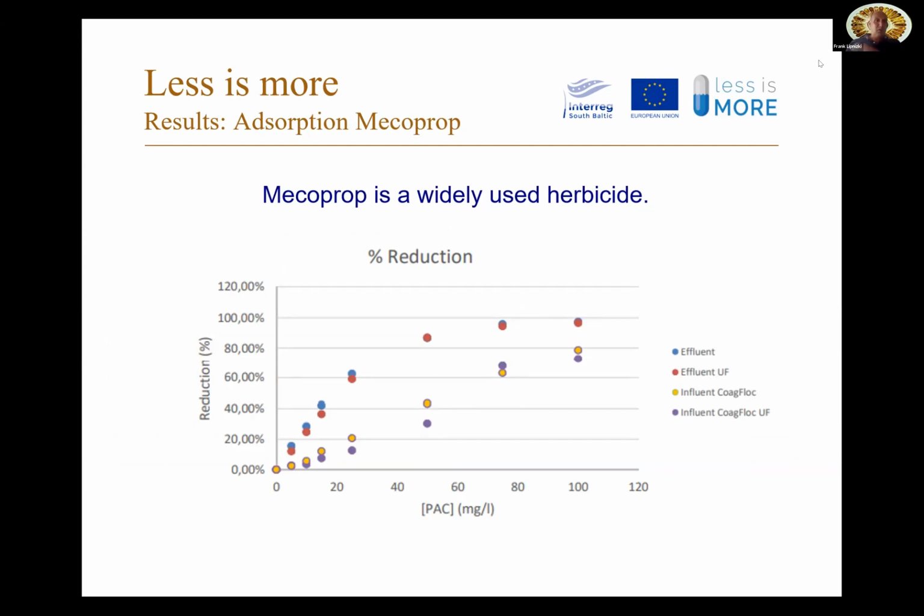And also when it comes to the reduction, for example, of some pharmaceuticals and herbicides, here we have TreatmentProf, which is a widely used herbicide. We can see that the ultrafiltration effluent, and also the standard effluent after treatment with activated carbon, is actually perfect and much better than it was before.